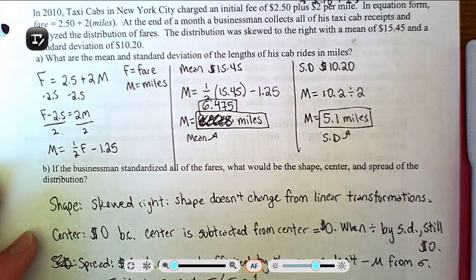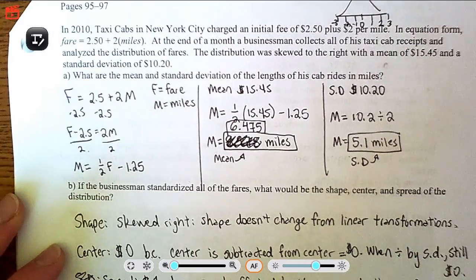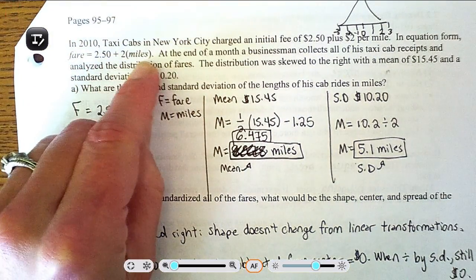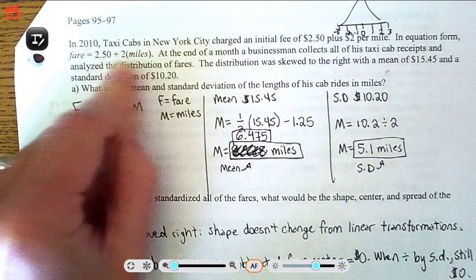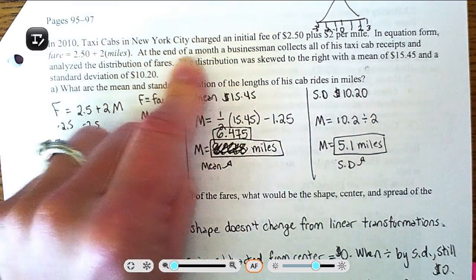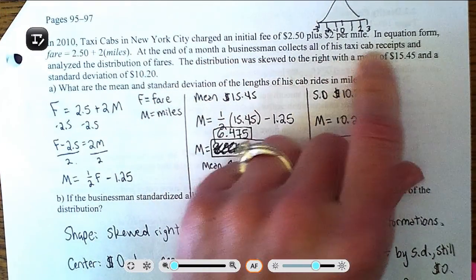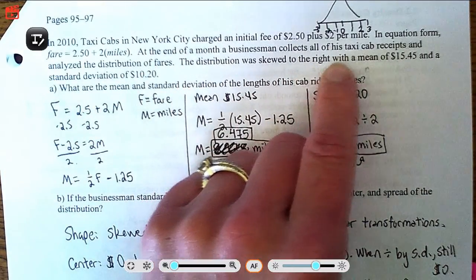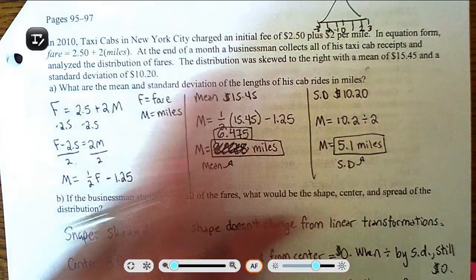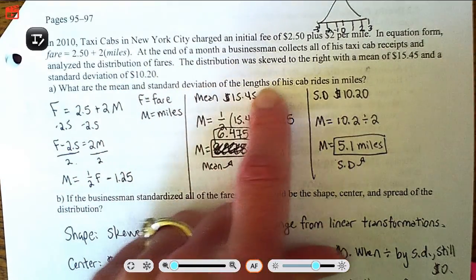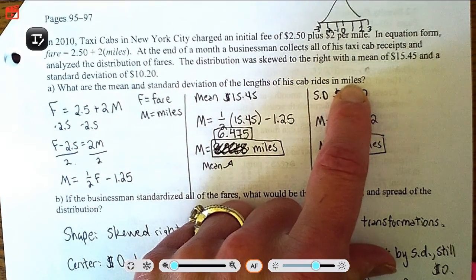In 2010, taxicabs in New York City charge an initial fee of $2.50 plus $2 per mile. In equation form, the fare is equal to the $2.50 constant plus $2 for every mile, which is a linear transformation, and that's why it fits into this lesson. At the end of the month, a businessman collects all of his taxicab receipts and analyzes the distribution of fares. The distribution was skewed to the right with a mean of $15.45 and a standard deviation of $10.20. What are the mean and standard deviation of the lengths of his taxicab rides in miles?